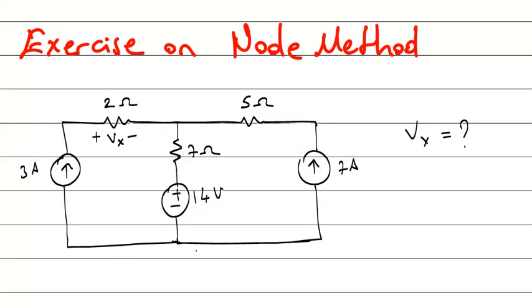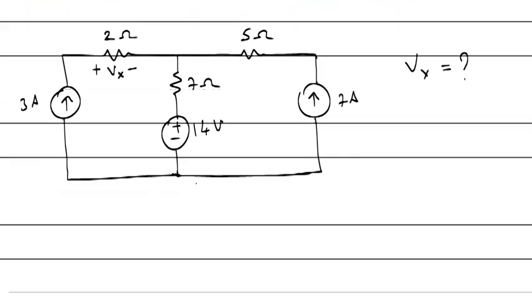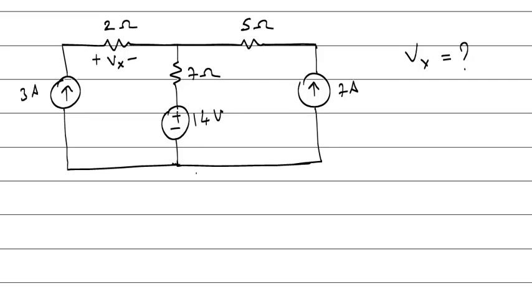An exercise on node method. The circuit is given and the voltage of the 2 ohm resistor, Vx, is asked. Okay, how to find that voltage? Anytime I can apply the node method, and remember these steps.